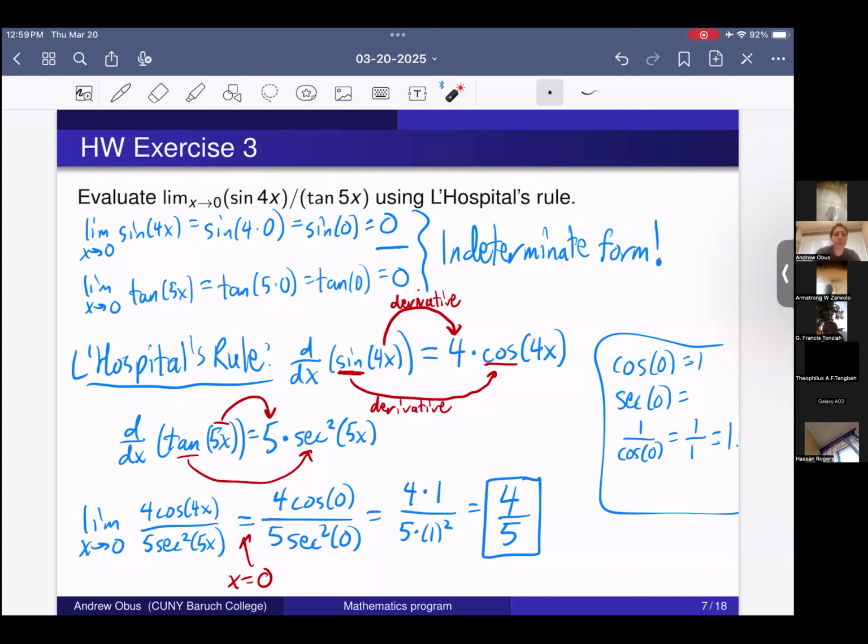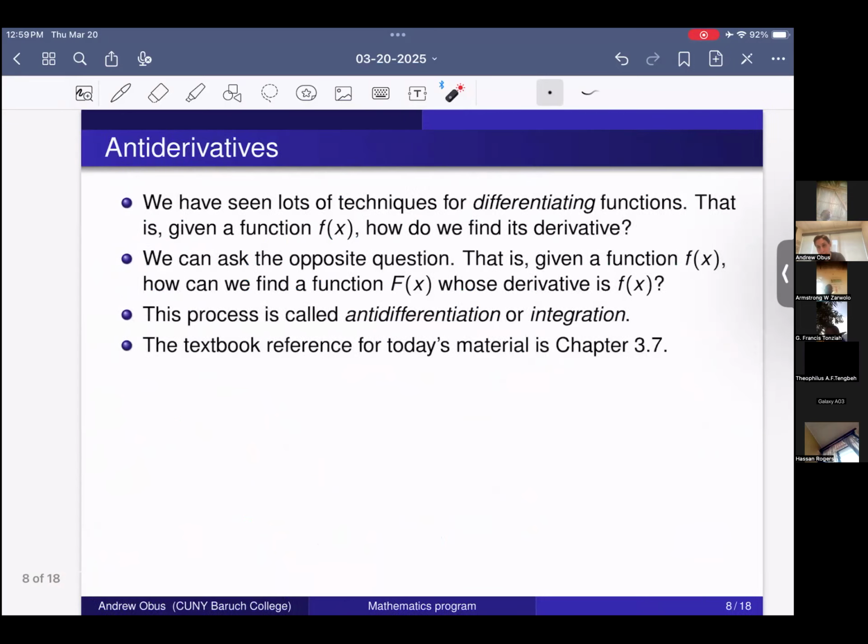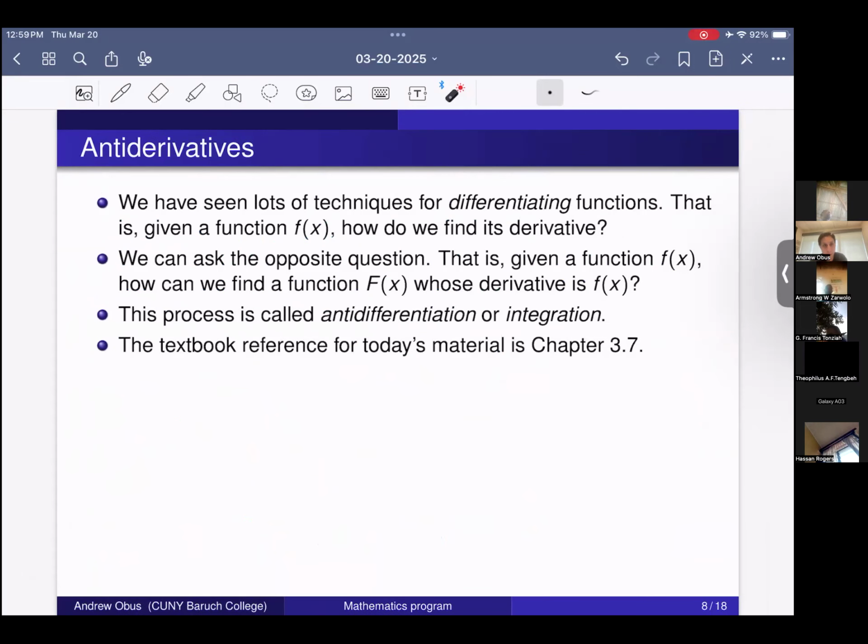So remember, these are the three topics from last time. We had tangent line approximations, Newton's method, and L'Hopital's rule for limits. So today we're only going to do one topic, but it's a very important topic. So we'll spend a good amount of time on it.